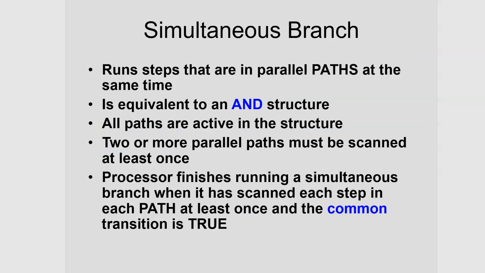The next structure is called a simultaneous branch. This is logically equivalent to an AND. What this does is it allows you to run parallel paths. All the parallel paths are active at the same time. So you have to have at least two paths for this to be the simultaneous branch. Here's an example of how this might work.